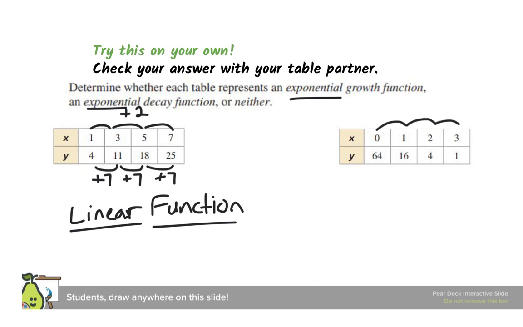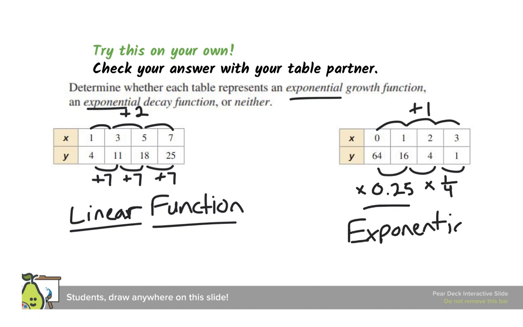So in our second table over here, we see we're adding by 1 constantly in the x values, so we're okay on that front. And then our y values, we can see that we're getting smaller. But again, to think, how do we get to 16 from 64? Well, take 16 and divide it by 64. You're going to get 0.25. So we can say multiplying by 0.25, or we can also say multiplying by 1/4, because 0.25 is the same thing as 1/4. Okay, so this is an exponential decay function.